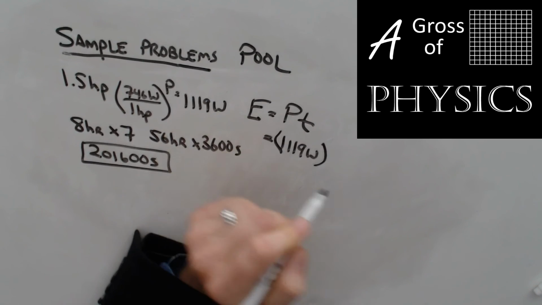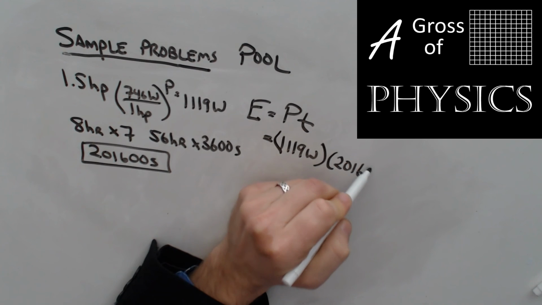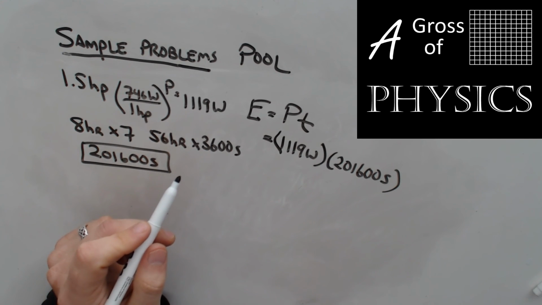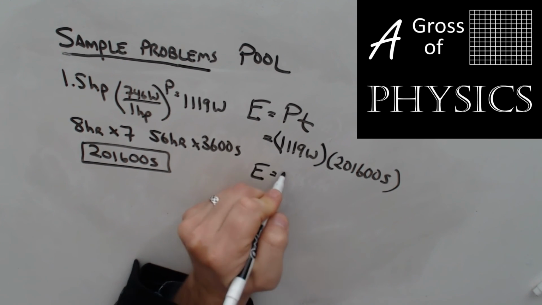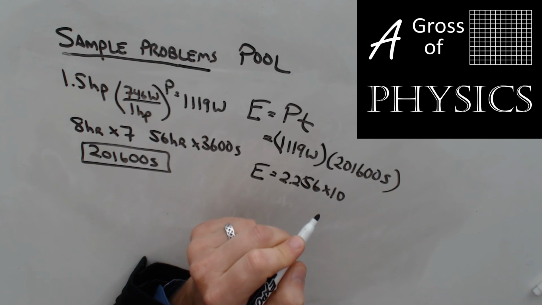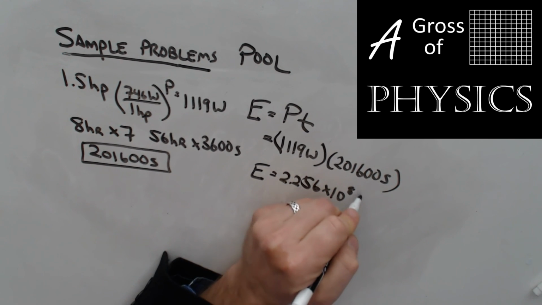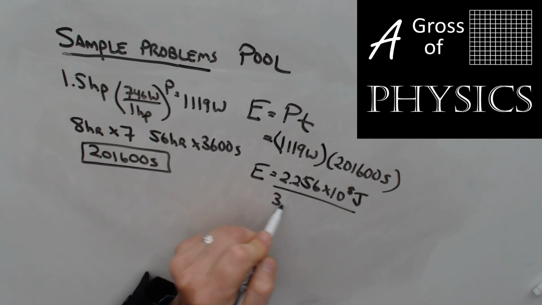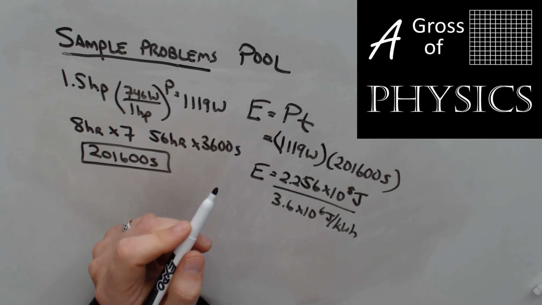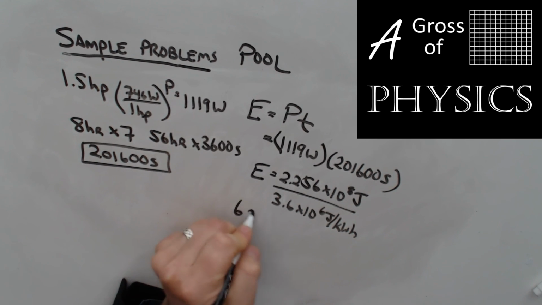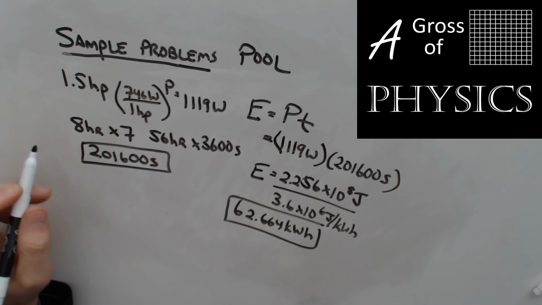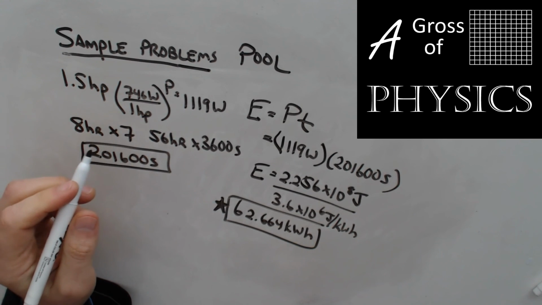So power times time gets me the energy. 1119 watts times 201,600 seconds, and I get energy is 2.256 times 10 to the 8 joules of energy. Divide that by 3.6 times 10 to the 6 joules per kilowatt hour, and you get 62.664 kilowatt hours. So the pool pump's going to require a lot more energy than the nightlight.